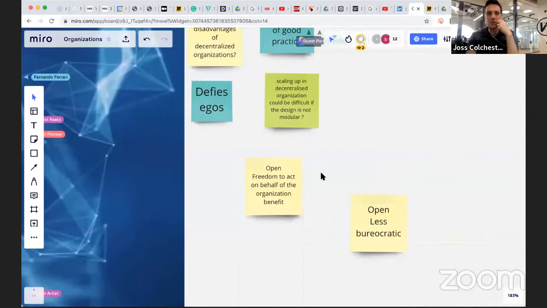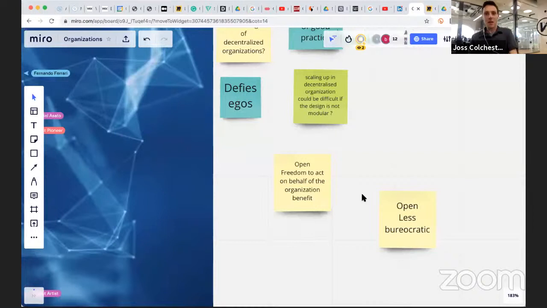Open, less bureaucratic, open freedom to act on behalf of the organization, benefits, open freedom to act. Anybody want to explain this one?